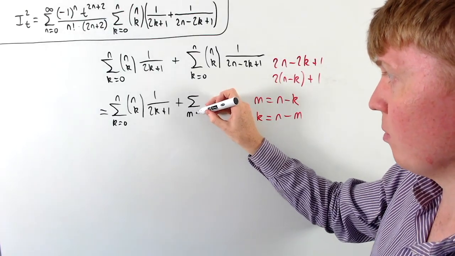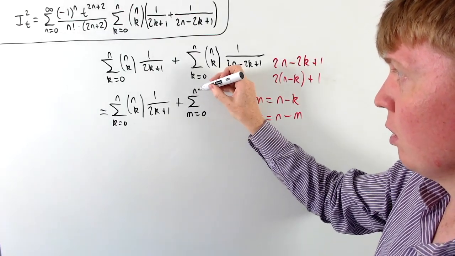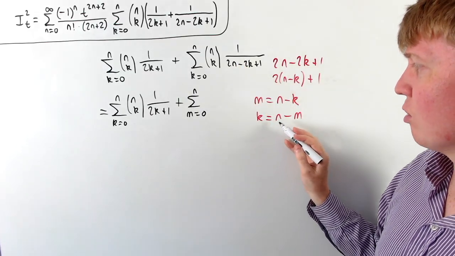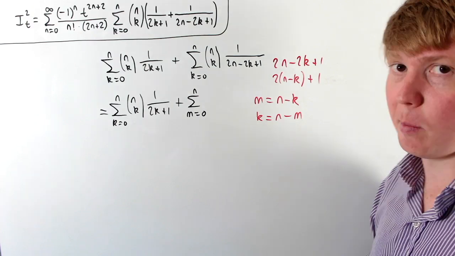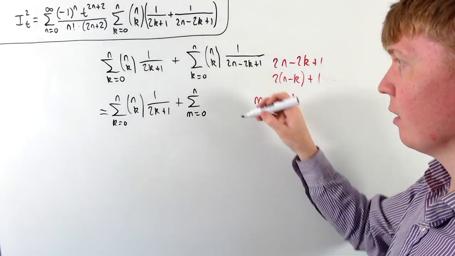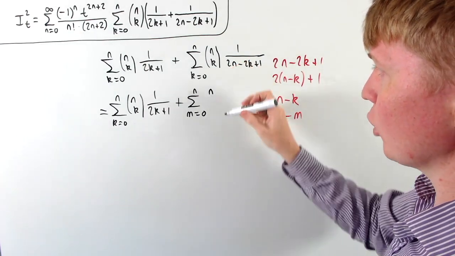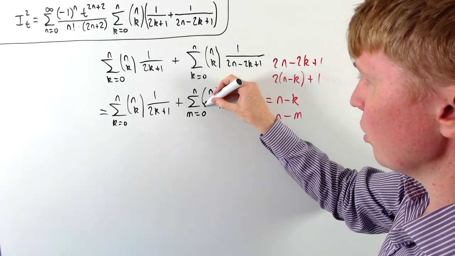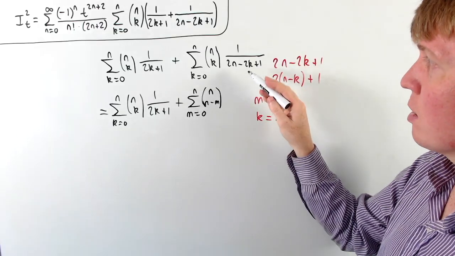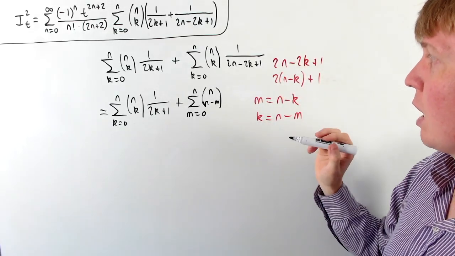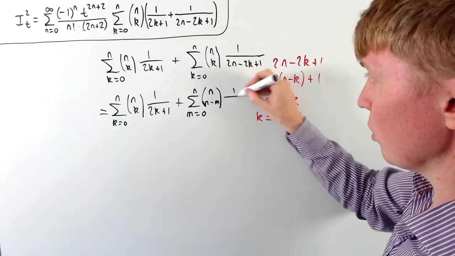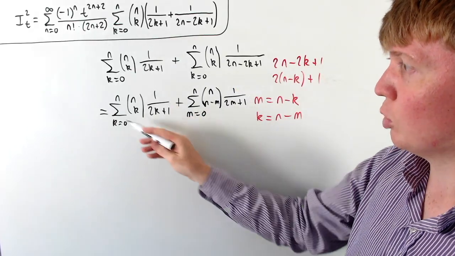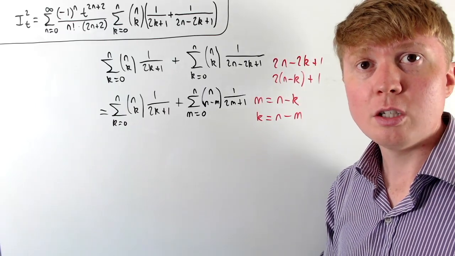So we'll write this, the sum from m equals 0 up to n, and instead of n choose k, we're going to have n choose n minus m, is how we'd express the k in terms of n. So we've got n choose n minus m, and then the upshot of this is that we can write our fraction now. Instead of having 2n minus 2k plus 1, this just becomes 1 over 2m plus 1. So this is starting to look a lot more like the first sum that we've got there.